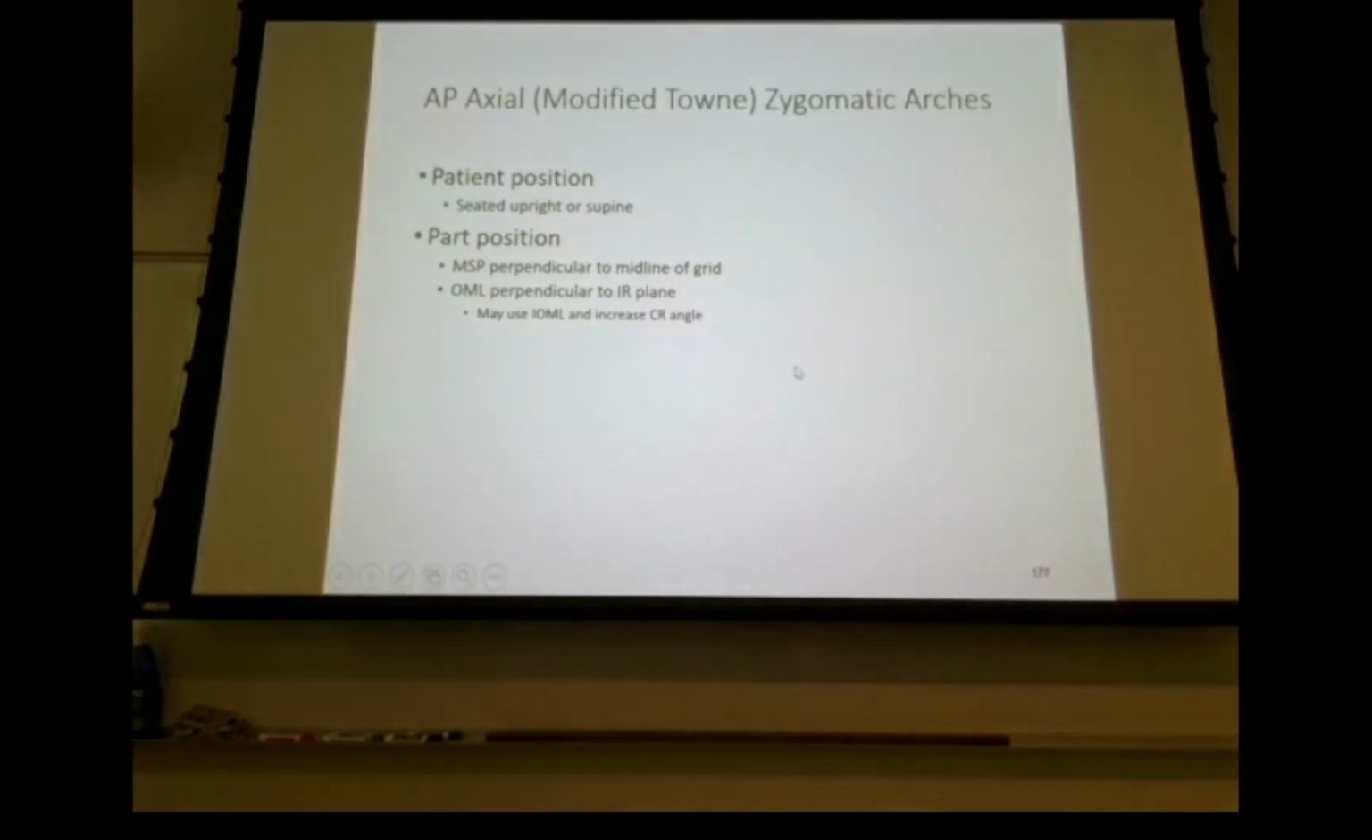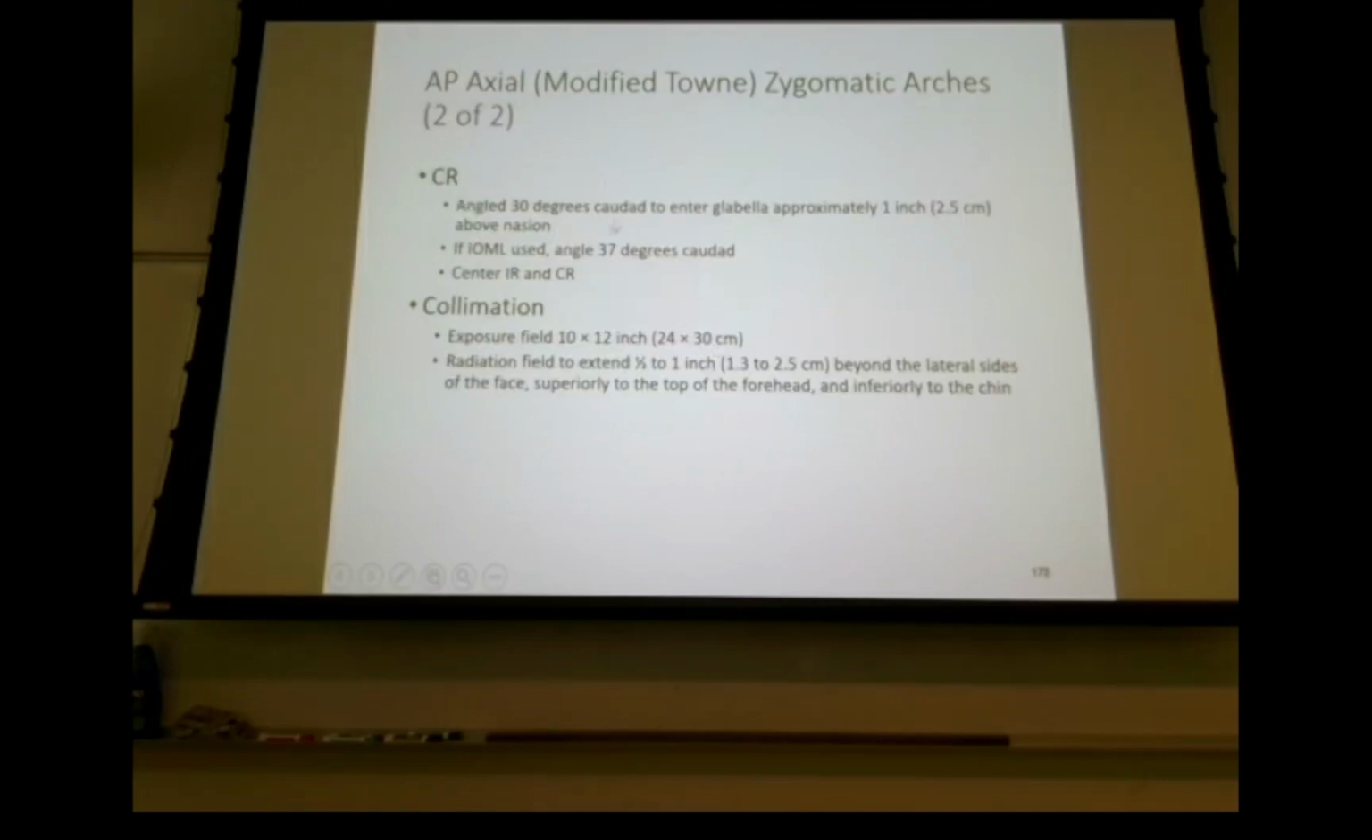So what if you do all that and you still can't get it? Well, you can do one other thing, and that would be a Towne's. The positioning is just like what we talked about before: AP Towne's with 30-degree caudal angulation if our orbitomeatal line is perpendicular to the image receptor. If you're using the IOML, increase to 37. So you're going to need the grid with this one.